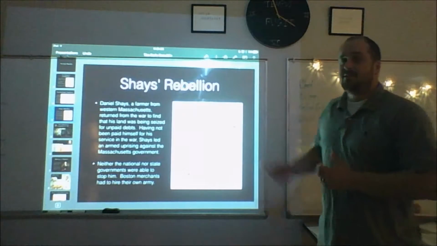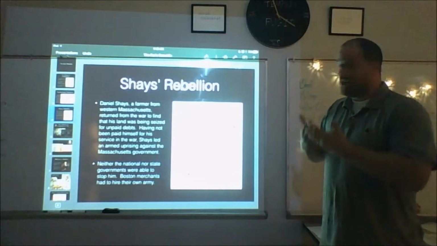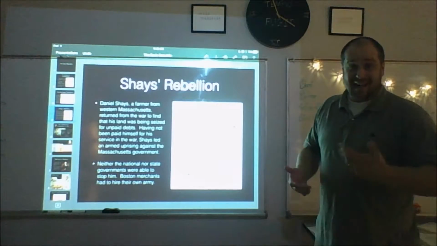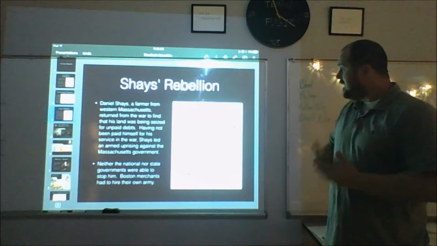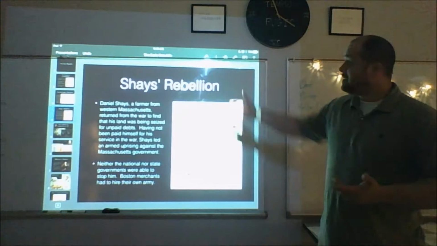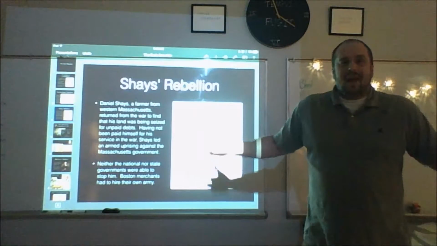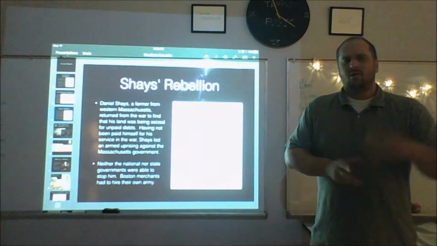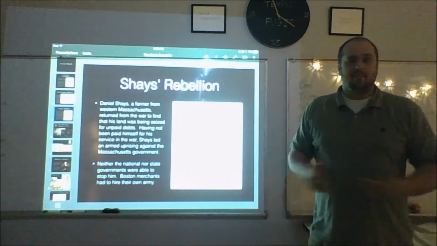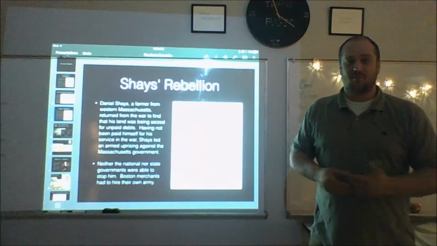In order to pay for the Revolutionary War, to pay for all these militias and everything, the states start levying taxes on people, taxes in money. And a lot of these guys, they're farmers, they're off fighting the Revolutionary War. They come back, people like Daniel Shays, and their dang farm is on the auction block because they haven't paid their taxes. Now, Daniel Shays might have been able to pay his taxes had Congress actually paid him for his service as a Revolutionary War soldier.